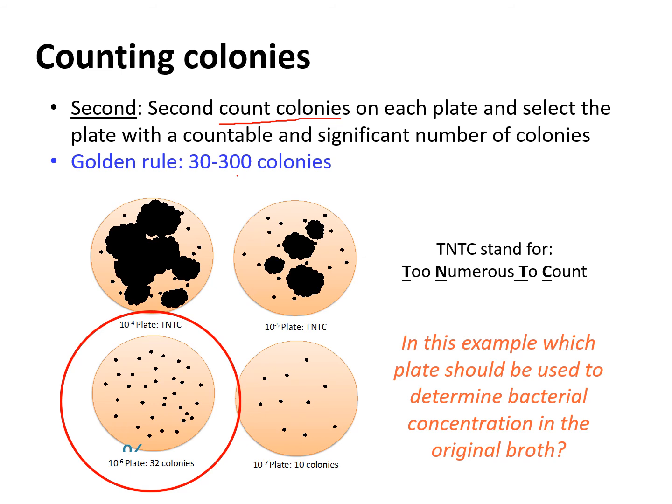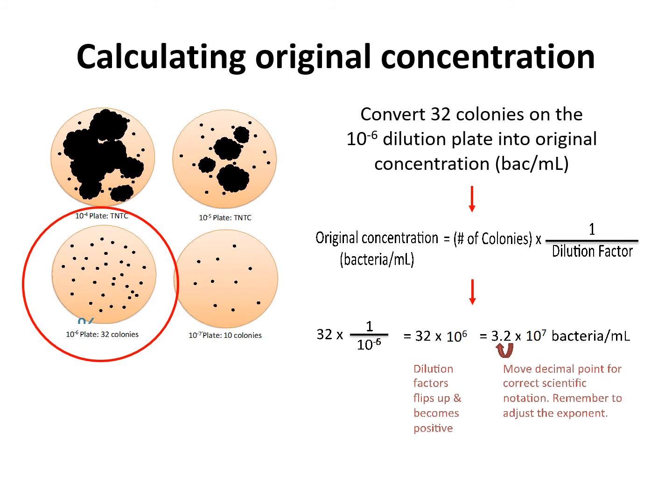After I figured out this is the plate that I'm going to use, the rule says, to figure out your original concentration, which is basically how many bacteria cells do you have per mil in your original batch, you take the number of colonies that you've counted from the plate that falls within the golden rule. So I counted 32 colonies, and you multiply it by 1 over the dilution factor. What's my dilution factor? Well, they tell you right there, 10 to the negative 6. So 1 over 10 to the negative 6 is the same thing as saying 10 to the 6. So my concentration is 32 times 10 to the 6 bacteria per mil, which is a whole lot.